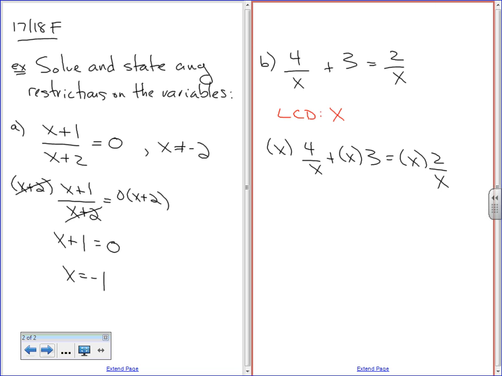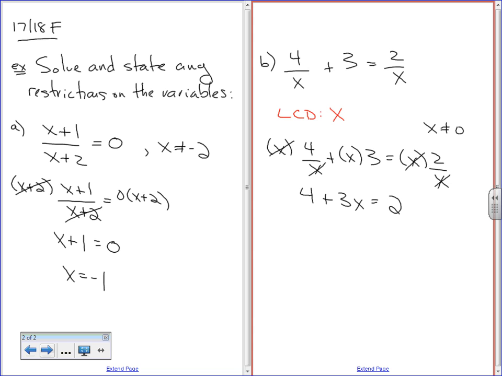The whole purpose of multiplying by the common denominator is to eliminate the fraction. Okay? We can eliminate the fraction because x goes into x one time, providing x isn't equal to what value? 0. Exactly. So you have to state that to the side somewhere. Okay? So here I'm left with 4. x times 3 is x3, or we usually write it as 3x to make it look a little nicer. And on the other side, x goes into x one time, leaving you with a 2, providing x is not equal to 0, but we already stated that restriction.